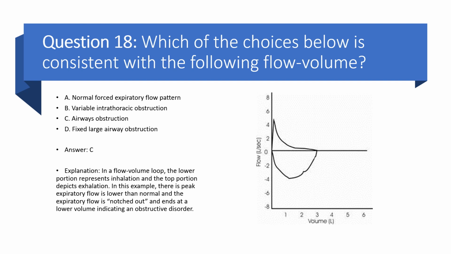And the rationale is the explanation in a flow volume loop. The lower portion represents inhalation, and the top portion depicts exhalation. In this example, there is a peak expiratory flow, and it's lower than normal. The expiratory flow is notched out and ends at a lower volume, indicating an obstructive disorder.